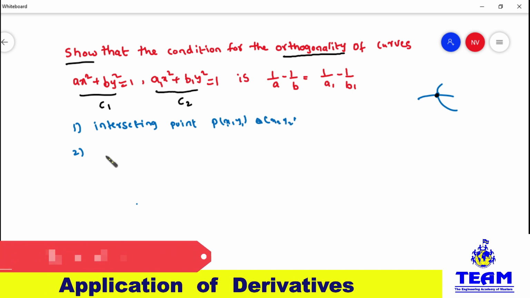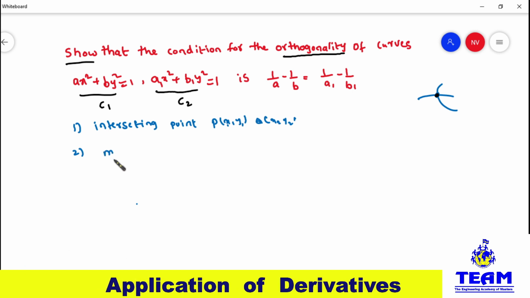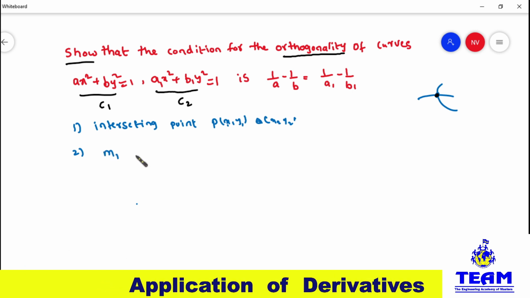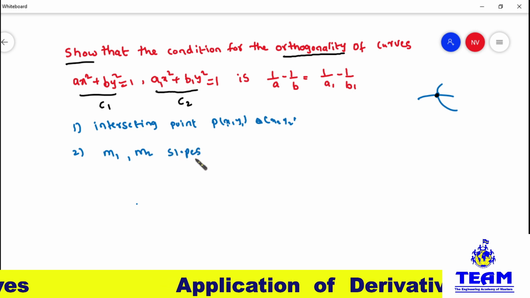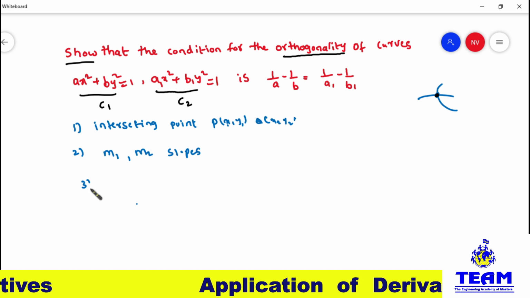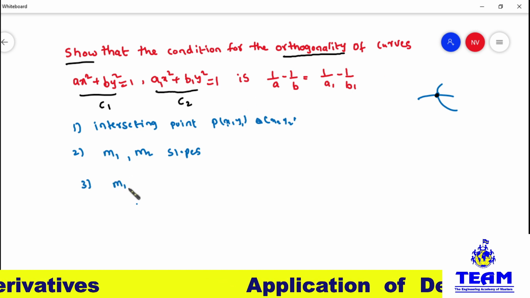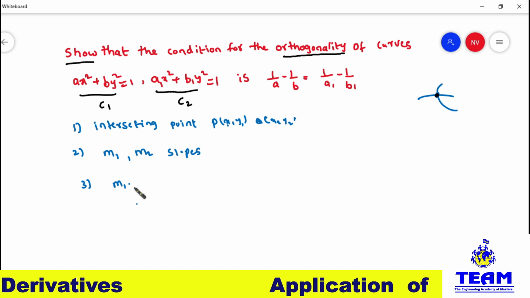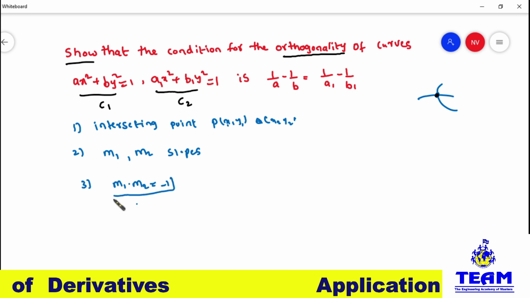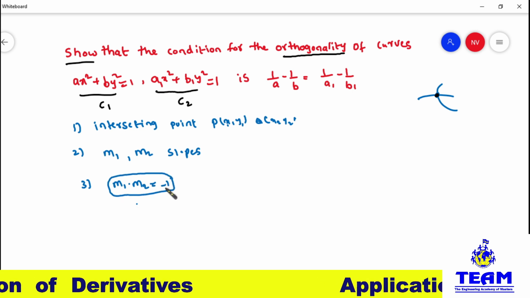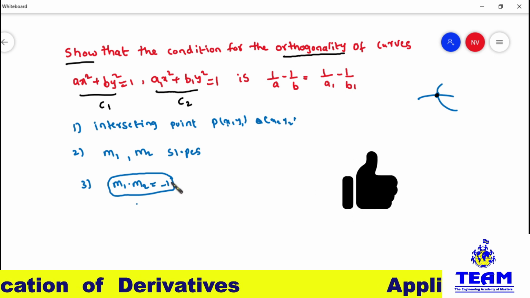Now, based on the curve, friends, you remember. Next, second one, what we need to find? We need to find the slope of each curve. So we have to find m1 for the first curve's slope and m2 for the second curve's slope. Next, third point, what we have to do? We have to prove orthogonality. What is meant by orthogonal curves? If two curves intersect orthogonally, it should satisfy the condition m1 into m2 is equal to minus 1. Then you can say these two curves intersect orthogonally.